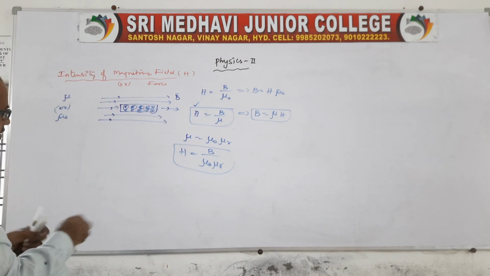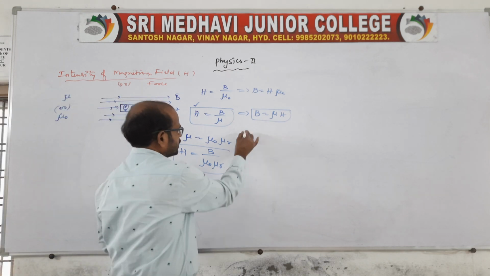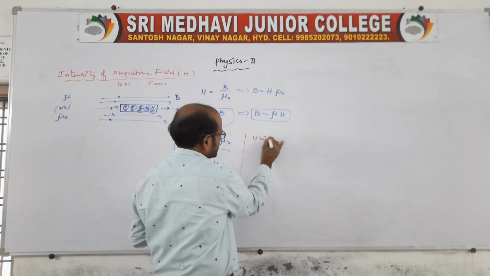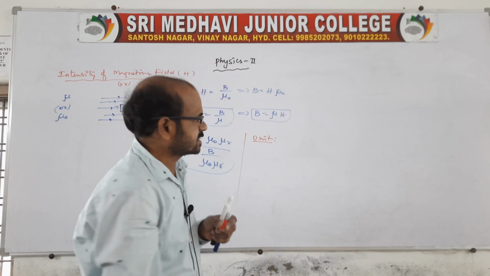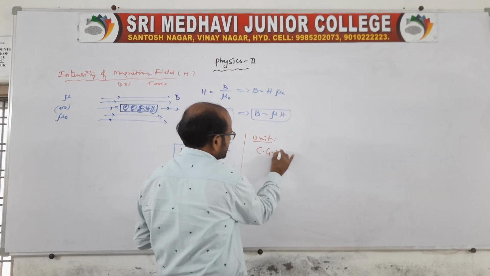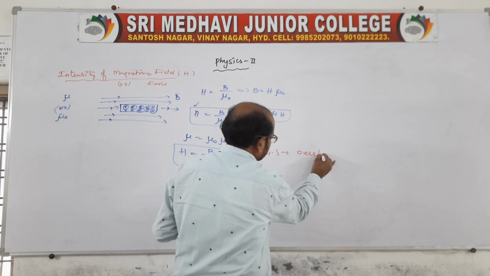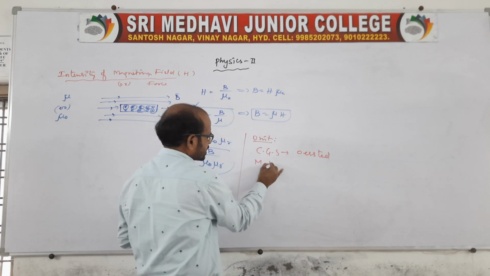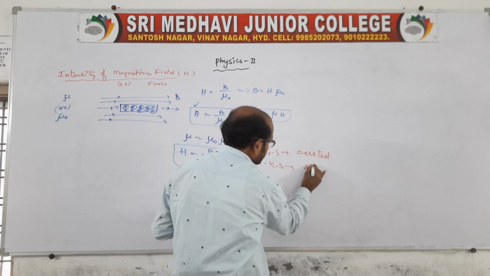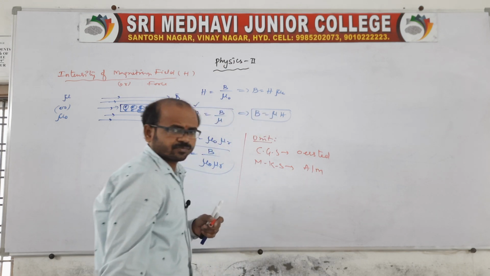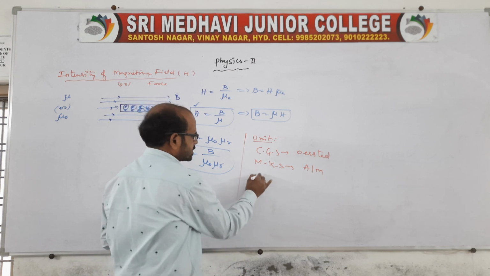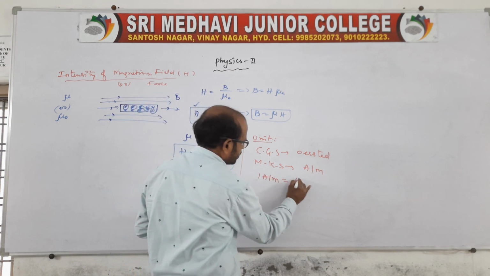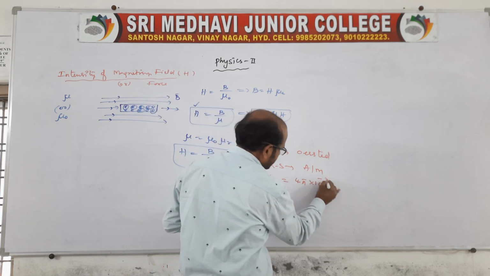Now I want to say the units. Sir, what will be the unit? See, in case of capital H, in the CGS system, the unit is Oersted. In the MKS or SI system, it is ampere per meter. This is very, very important. Therefore, 1 ampere per meter is equal to 4 pi into 10 power minus 3 Oersted.